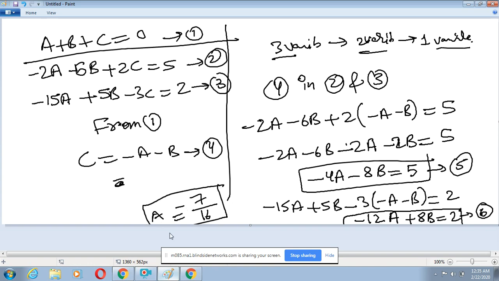Understood what I said? Yeah. Add 5 and 6, I said. Add 5 and 6. Okay. Just substitute the value of a in equation 5 or 6, anything. You get the value of b. When you get a and b, just substitute it in first equation. You get the value of c.